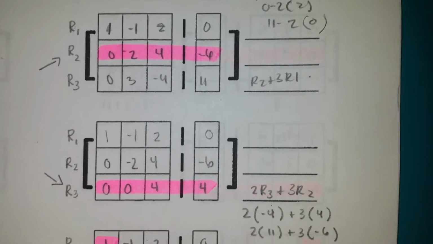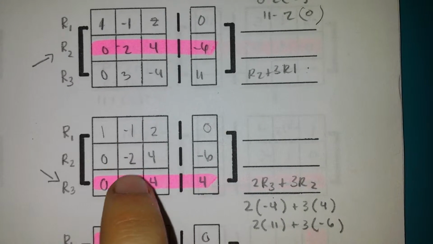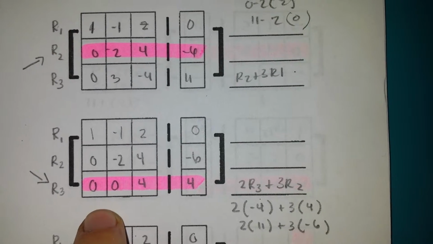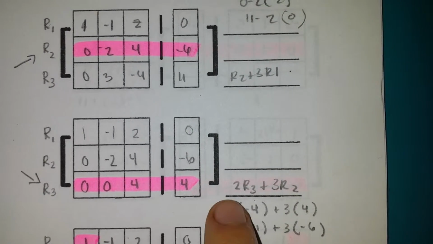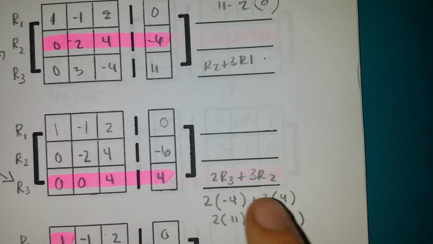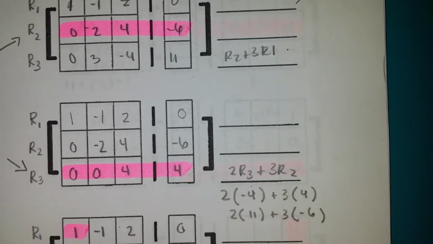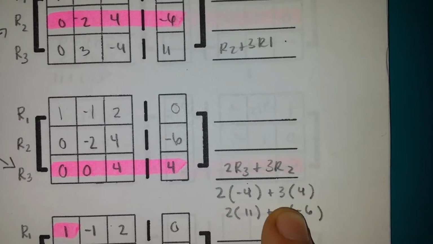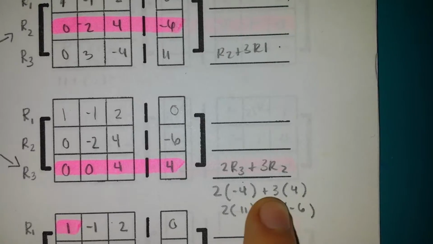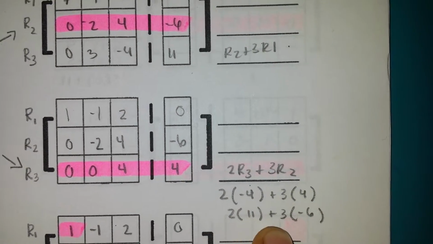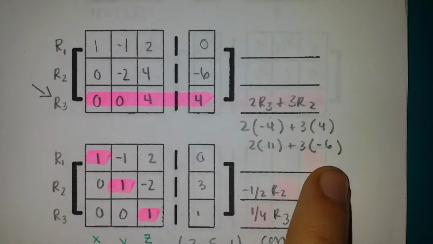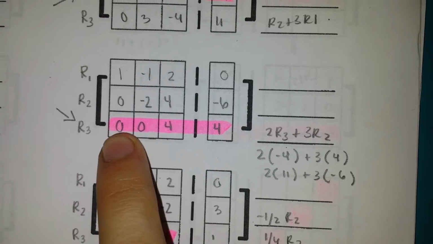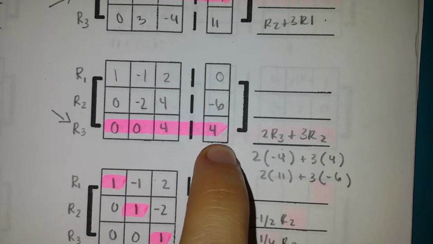Once that was done, we needed to make sure that we got a triangle of zeros at the bottom left corner. So what I did was I got 2 of R3 plus 3 times R2, and I got 2, negative 2 plus 4 plus 3 times 4, 2 times 11 plus 3 times negative 6. And now that we did that, we got 0, 0, 4, and 4.